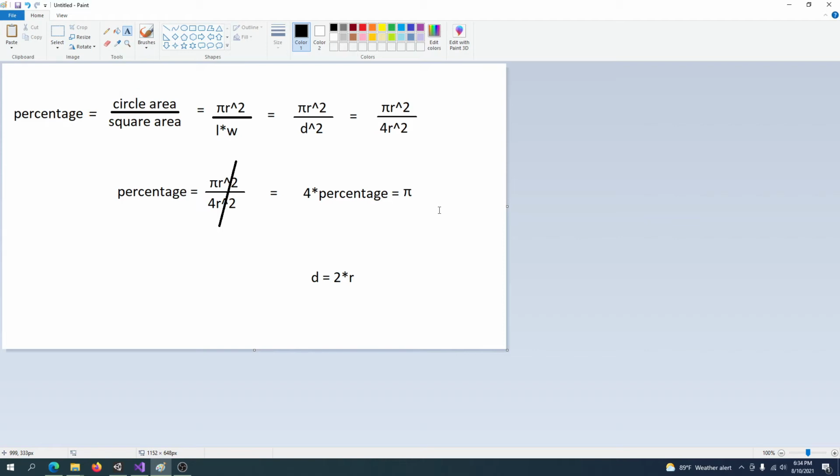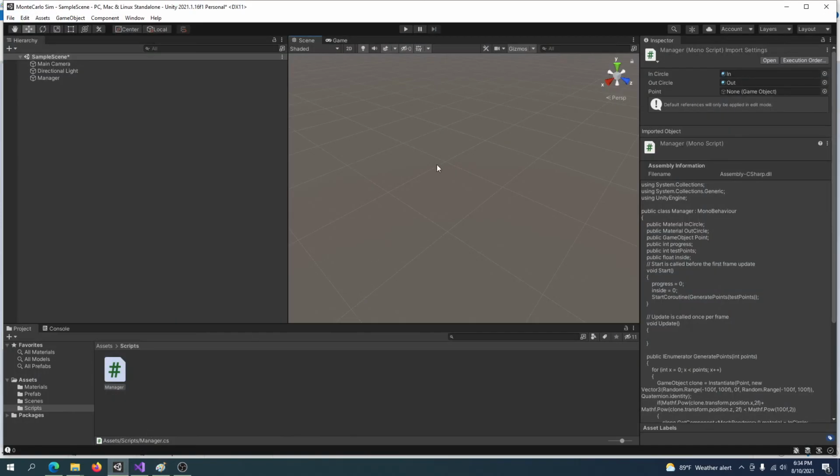Now, the nature of Monte Carlo simulations is that the more test points you have, the more accurate your result is going to be. So let's run through a couple here.